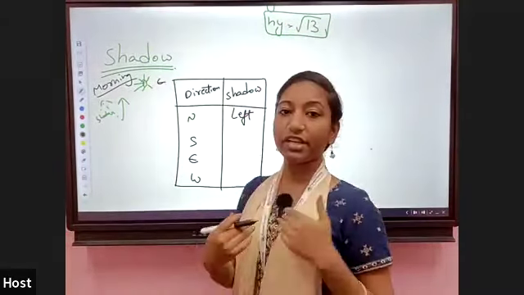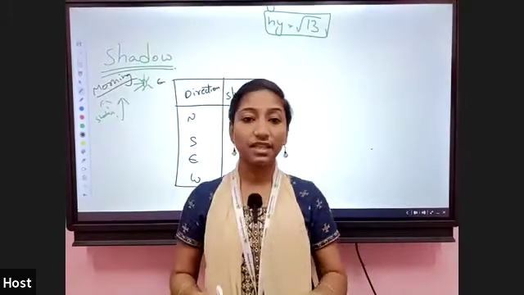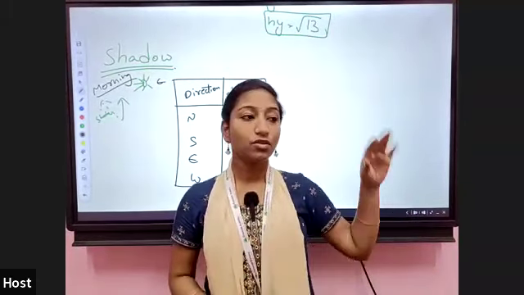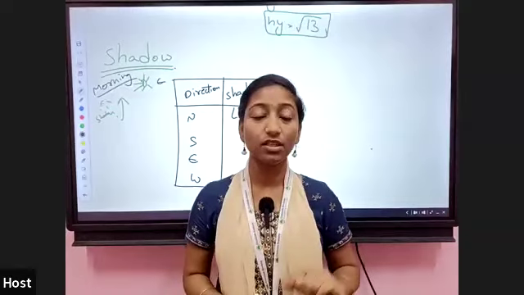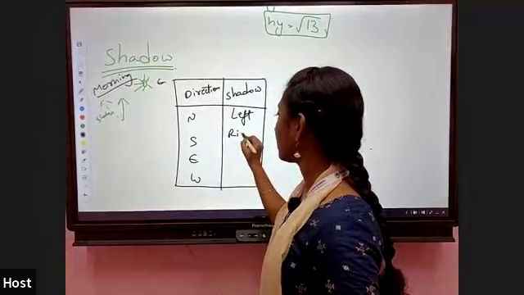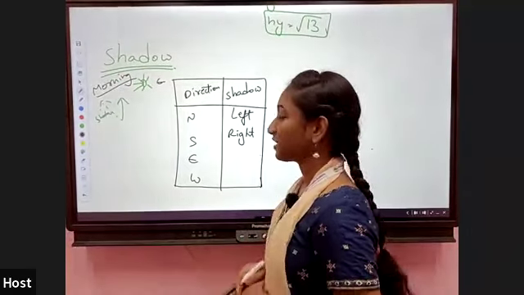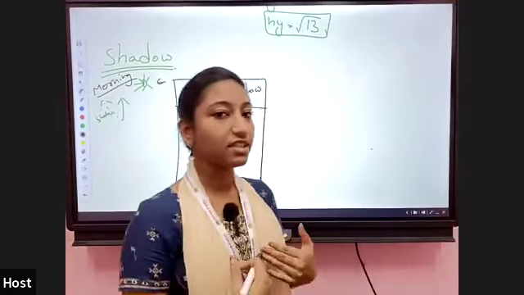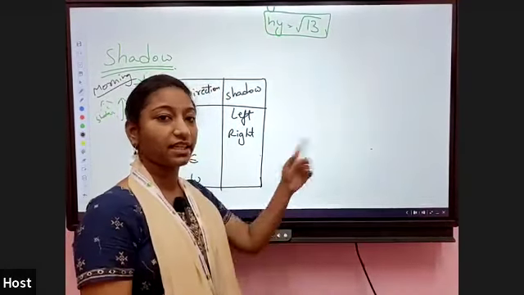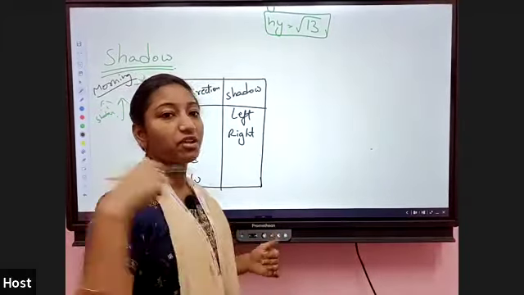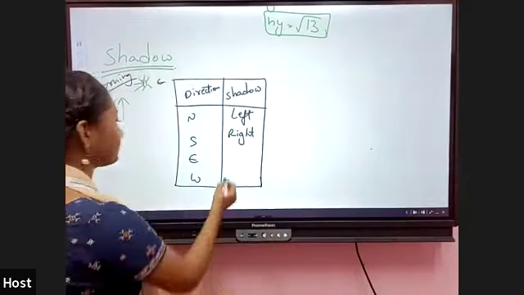Next, we are facing the south direction. The sun is on the left-hand side of us, so the shadow will form on the right side. Next, we are facing the east, and the sun is in the east. So when we are facing the sun, our shadow will fall at our back side.